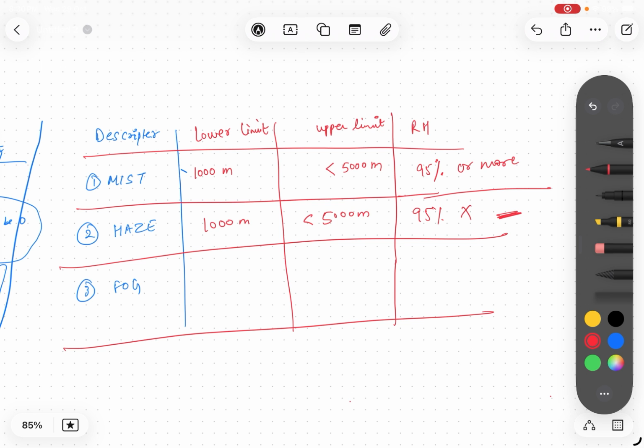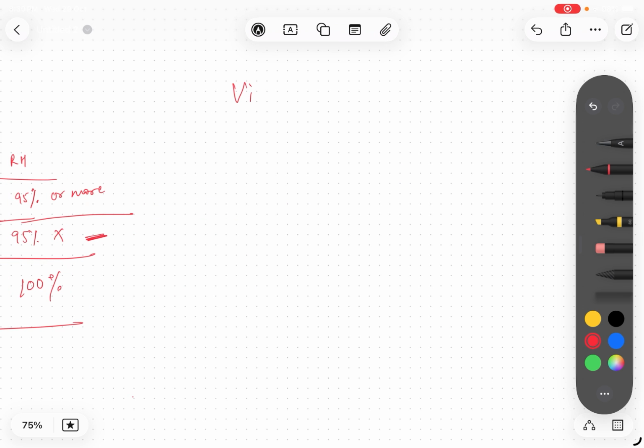Now we talk about fog, it could be 0 and the maximum can be 1000 meters. So this is the most important part, and the relative humidity is obviously close to or almost equal to 100%. So these are the very important points, and these can also come in the question. Now obviously visibility is also affected by rain, right? So visibility, when I talk about visibility, it is also affected by rain.